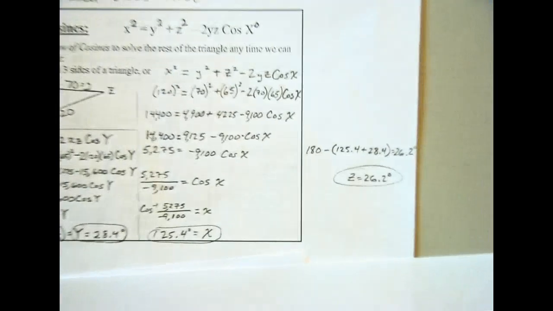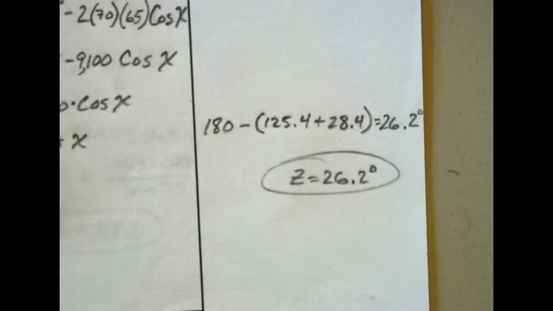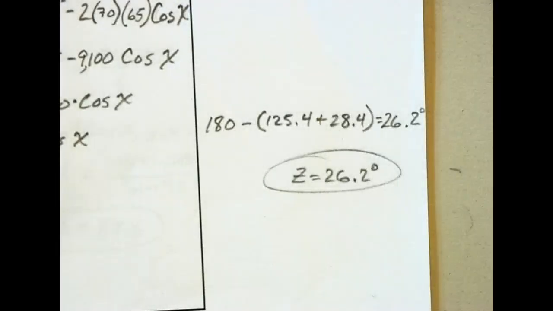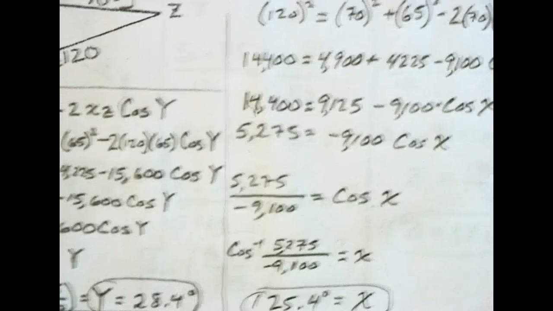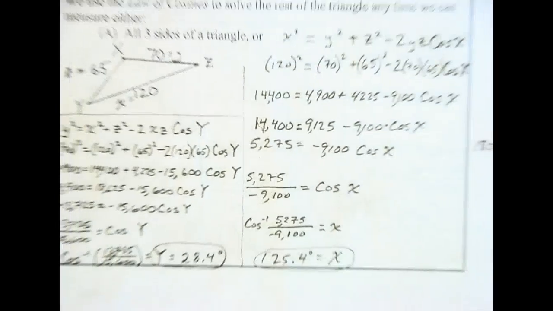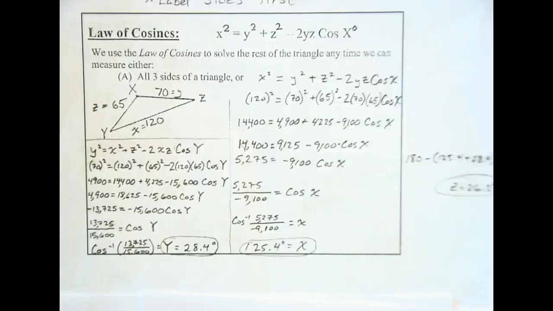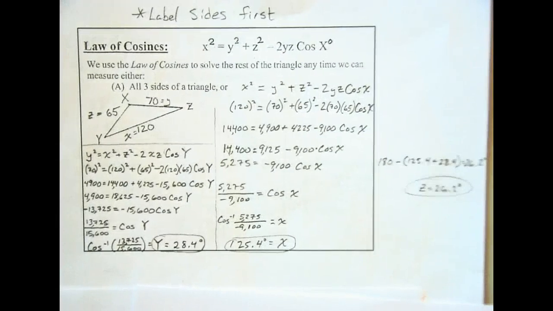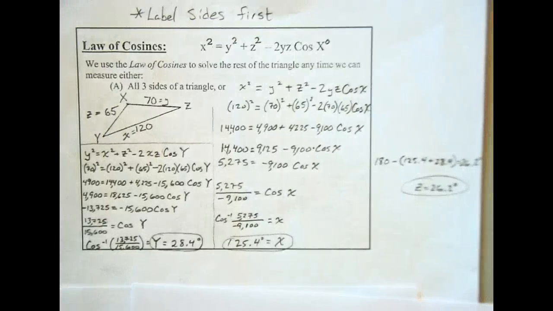I get 26.2. There it is right there. That's what I got this week. Subtract from 180, 26.2 degrees. Good? Okay. All right, so that's one problem there, completing a triangle. It is sweet, using the law of cosines.